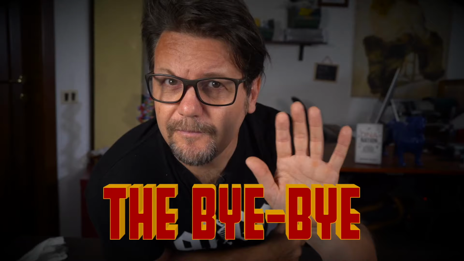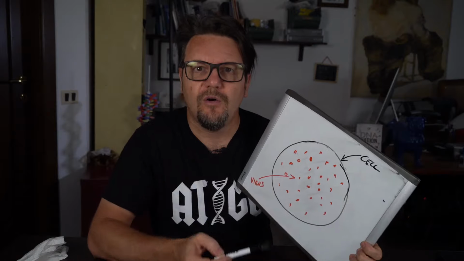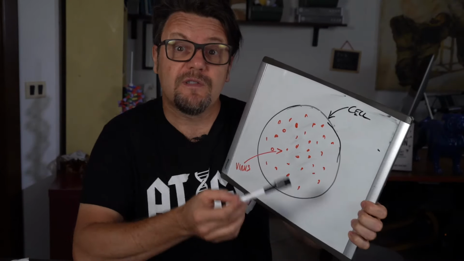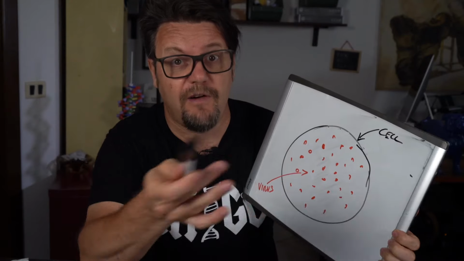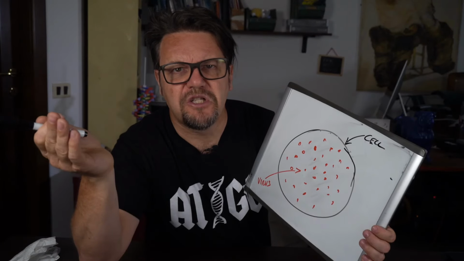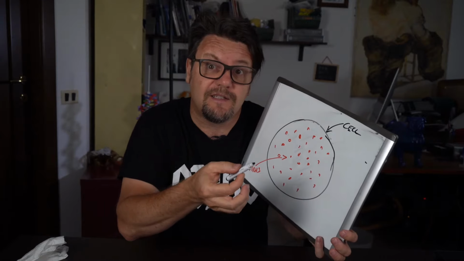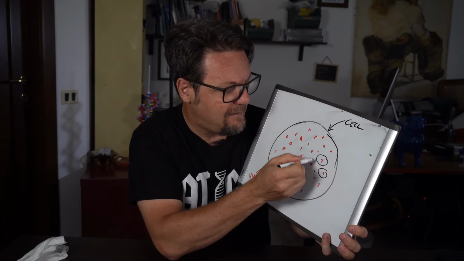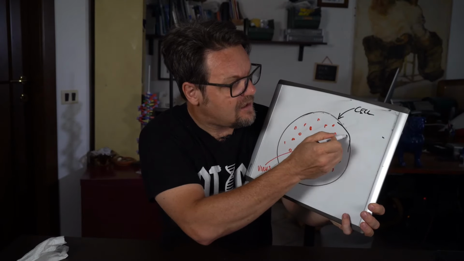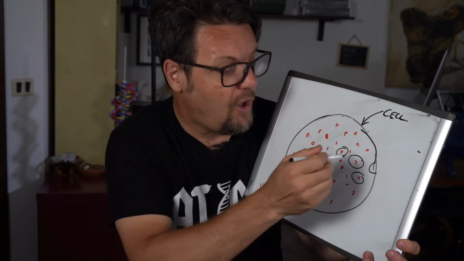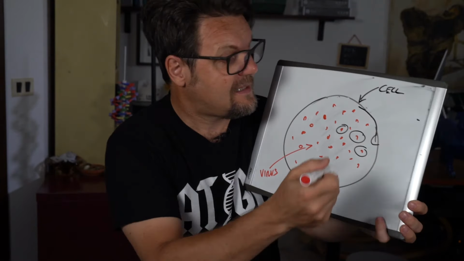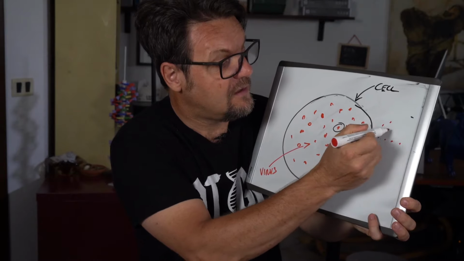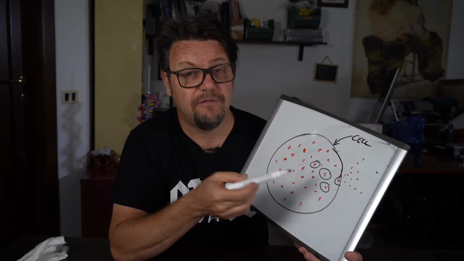And we are now ready for the last step, the bye-bye. The poor cell is now stuffed with viral particles. But it's not over yet, because the virus fools the cell into believing all these viral particles, well, they're just rubbish. So the cell puts the viral particles into its garbage bags, which are small bubbles of cell membrane that flow to the surface, fuse with the surface of the cell, and finally spit out viral particles. And these viral particles are now ready to infect other cells.